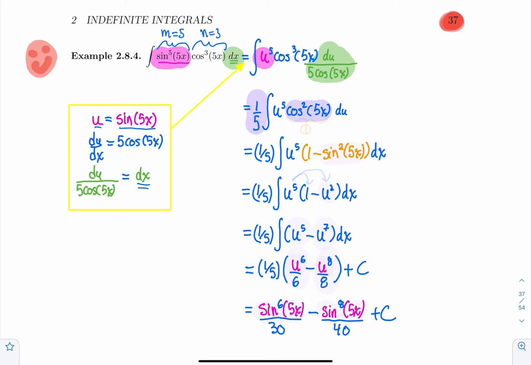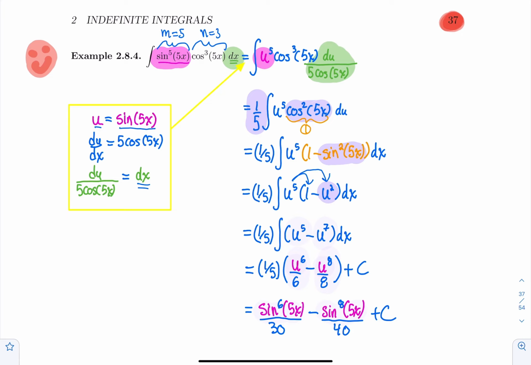Now, of course, you want to get rid of all those cosines by using the first identity here again. So we know that cos squared is going to be equal to 1 minus sine squared. So the sine squared is good. Any sine term will be very easy to replace. So that sine squared will turn into a u squared. And now the only thing you have to do is distribute this u squared inside the parenthesis. So you're going to get u to the fifth minus u to the seventh. And now you're ready to integrate.